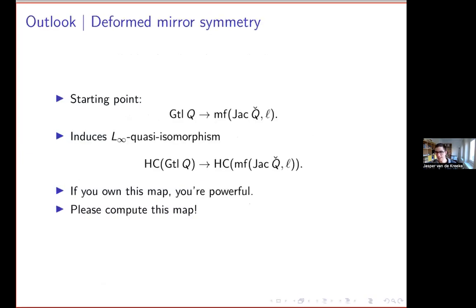Maybe I can take just 1 minute to say something. Deformed mirror symmetry I've done. Well, what did I do? I put these gentle algebra deformations into practice. My starting point was Bocklandt's mirror symmetry from 2011, which runs between gentle algebras and matrix factorizations. And the best thing you could do is try to find the L-infinity quasi-isomorphism between both sides, because if you own this map, you're rich. Please, if you can, compute this map.